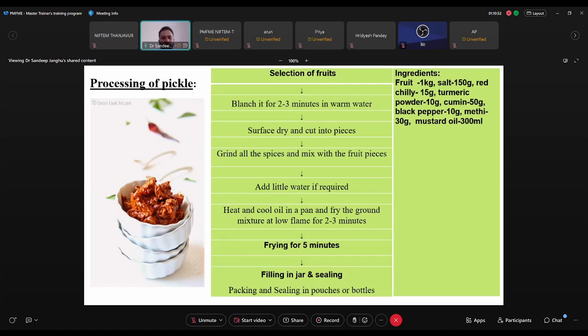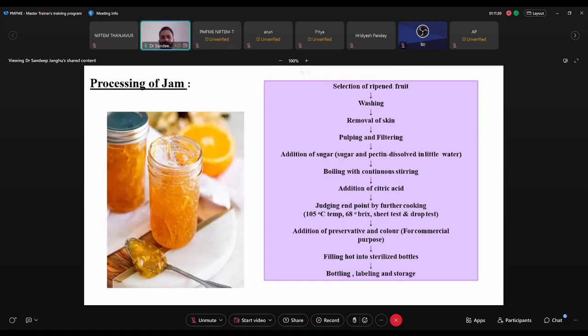We can avoid this frying and directly keep it for 3 to 5 days or 7 days in sunlight, and in between keep adding oil just to soften the tissues. So frying can be replaced with keeping it in sunlight. After that, we fill and seal it into jars hygienically, and these packed and sealed jars and bottles can be labeled and sent to the market for selling.